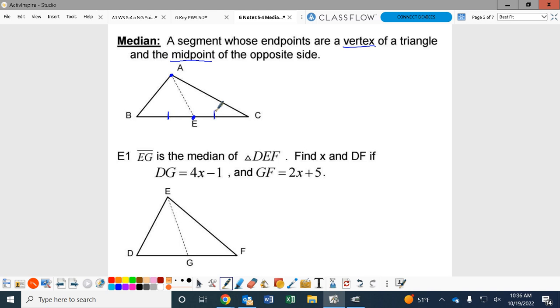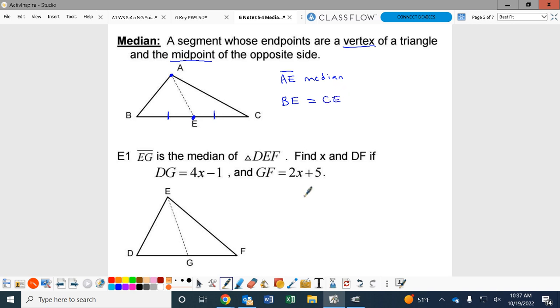So if I ask you, what is the median in this picture? Because they're going to ask you, name the median. What's the median here? E is the point. What's the segment? AE. AE is the median. AE is going to be your median. And then the two segments that are going to be equal, their measurements, it's going to be BE is going to be equal to the measure of CE.